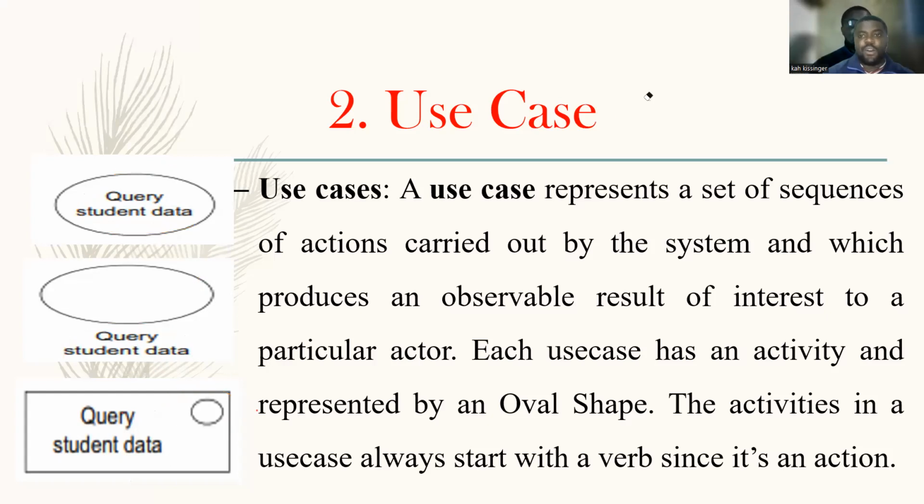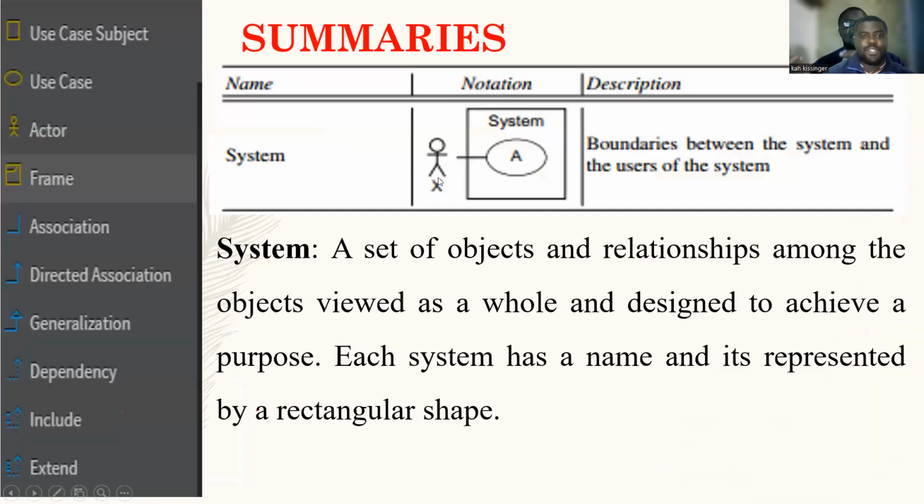Now, after viewing these three components, let's go further to understand other components. Summarily, we have spoken about a system, which describes the boundary between the system we are building and the users of the system. Now, in Star UML, which we are going to be using for our demo, to draw a use case diagram, to insert the system, you use the use case subject, as you can see on your left. Once you click on the use case subject, it is what is used to represent the system. We are going to be seeing it as we go further.